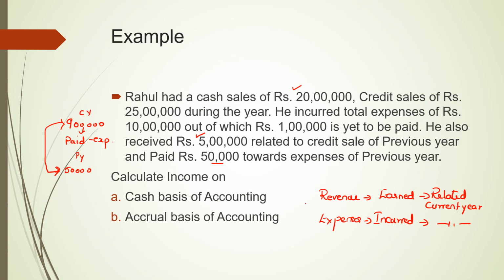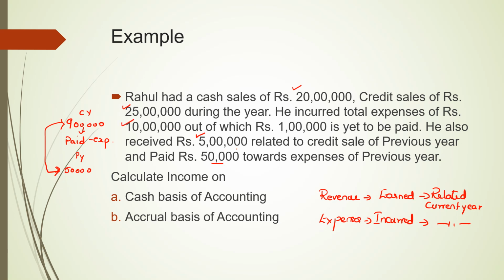So from here, if you see the cash sales of 20 lakh, credit sale of 25 lakh, so totally 20 plus 25, 45 lakh is the sales made during the year. That is the revenue which is earned relating to the current year. Although out of the 25 lakh, the entire amount might not be received now. Being credit sales, some portion might be received in the next year. Further, he incurred total expense of 10 lakh, out of which 1 lakh is yet to be paid. So 10 lakh is incurred, that is the expense incurred. Although 1 lakh is still to be paid, still it is related to current year, so it would be taken as expense.